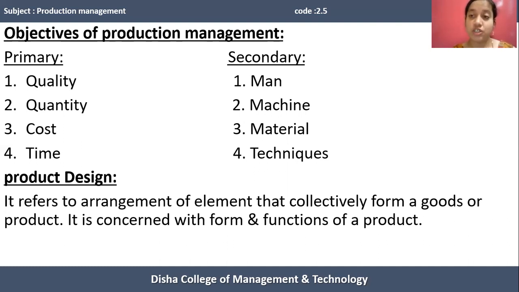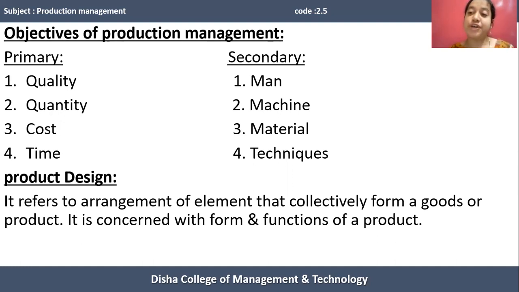Next one is the cost. Cost is an important objective of production management, because this factor directly contributes to the success of the organization, to the survival of the organization. So the production manager decides at what price, at what cost the production can be done. Last one is the time. At what time the production should be done, that is decided in the area of production management.